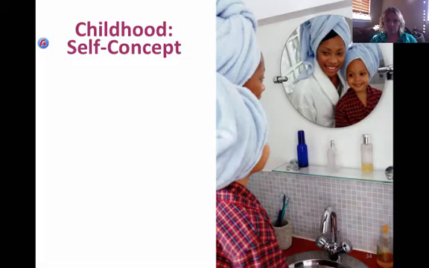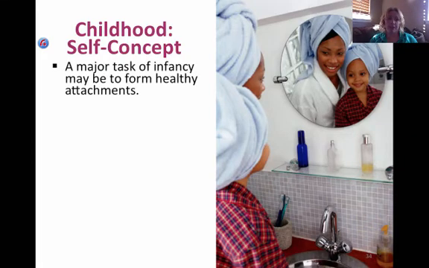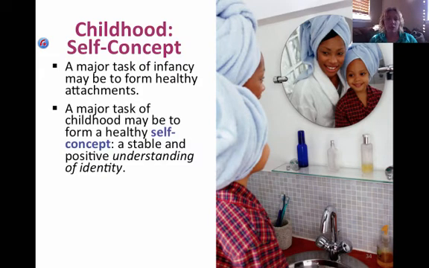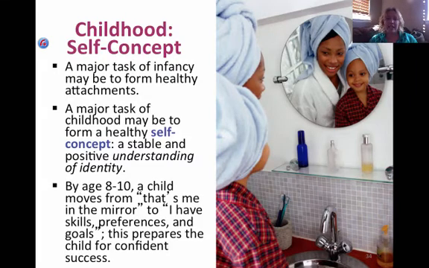Now, another thing that comes up in childhood through all of this is something called self-concept. Okay, and a major task of infancy may be to form healthy attachments, and a major task of childhood could be to form a healthy self-concept. This is a stable and positive understanding of identity. So by 8 to 10, a child moves from 'that's me in the mirror' and 'I have skills, preferences, and goals' to 'I have skills, preferences, and goals.' This prepares the child for confident success. Okay, so in terms of attachments, early attachment is all about this idea of trust, and then later attachment is all about this idea of confidence.